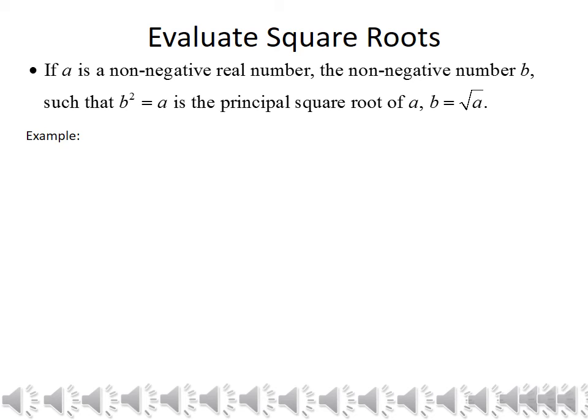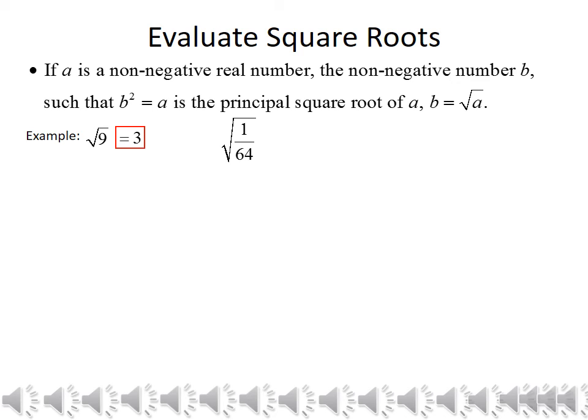So let's look at a couple of examples. First, we want to figure out what is the square root of 9. So what non-negative number squared would give us 9? And of course, that's going to be 3. Since 3 squared is 9, 3 is the square root of 9. Next, let's look at the square root of 1 divided by 64. So to look at this, we can consider the numerator and denominator separately.